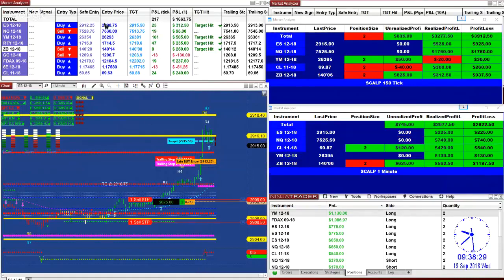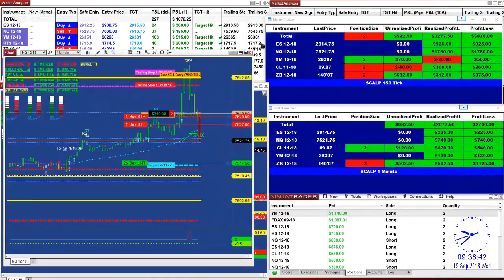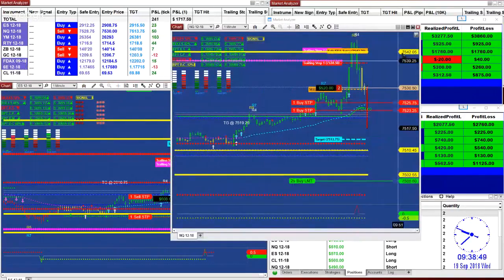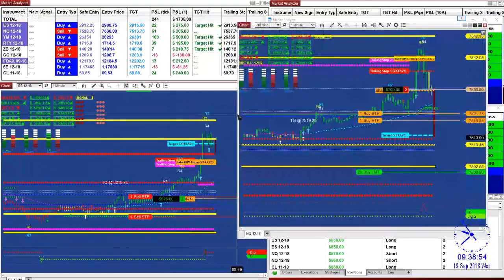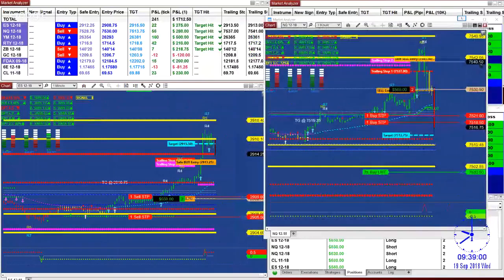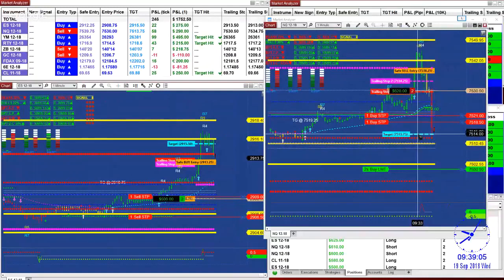So on the pullback re-entry, what we see on the market analyzer, sorry, we have a trade on the NASDAQ. Okay. So on the fully automated, you will exit here and it's done. On the fully automated, that's where you will exit.